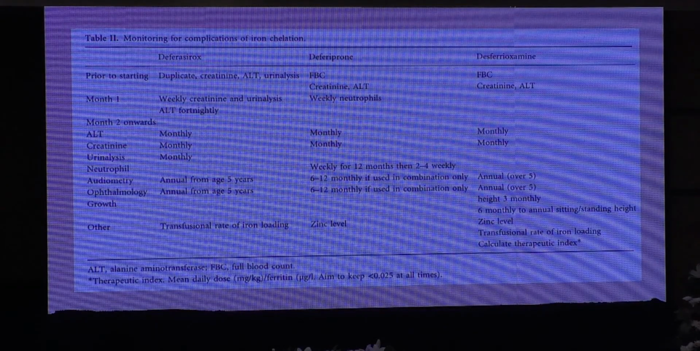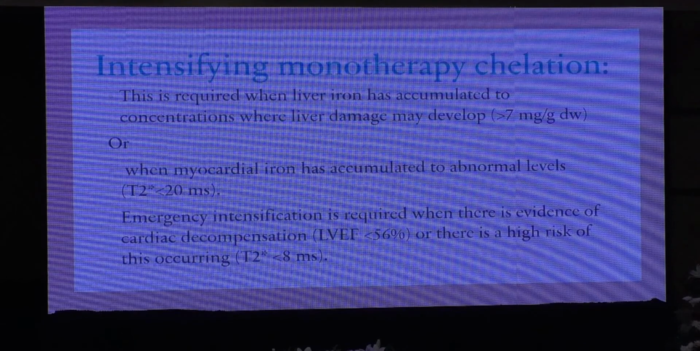Actually, with almost all three chelators, before starting, you have to perform a CBC, basal creatinine level, and basal liver function tests. After the first month, we sometimes perform creatinine and liver functions weekly, and then on a monthly basis later on. However, in case of deferiprone, we have specifically to assess the neutrophil count because it causes neutropenia in some patients. In this case, we have to stop the deferiprone administration.